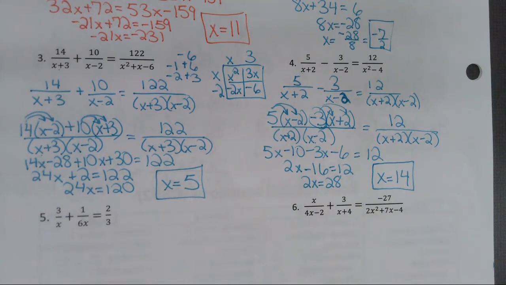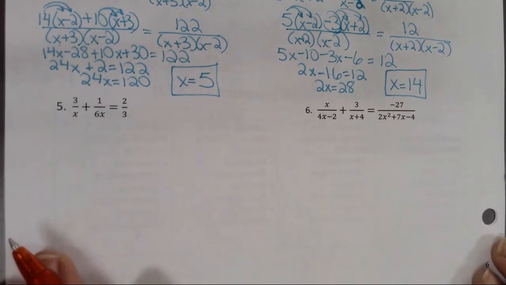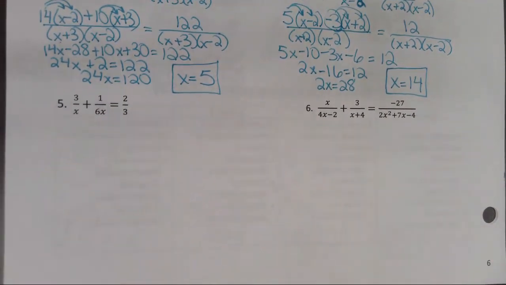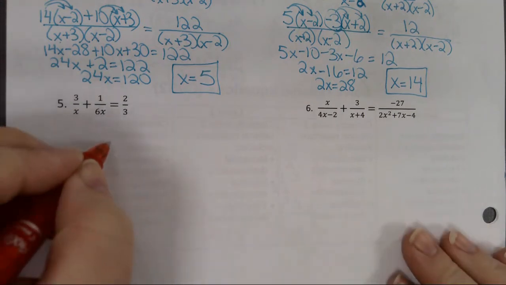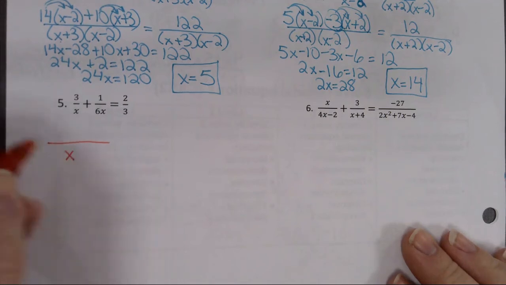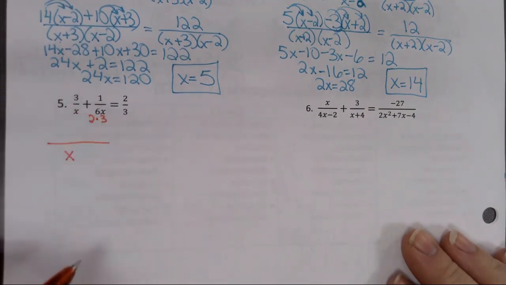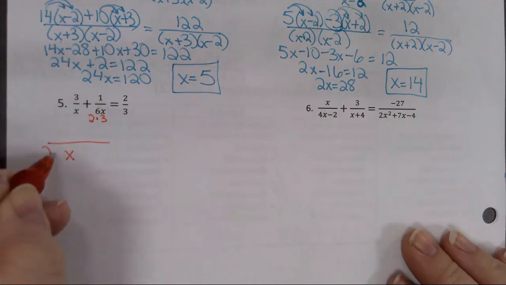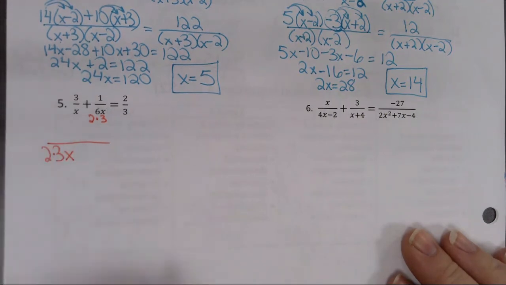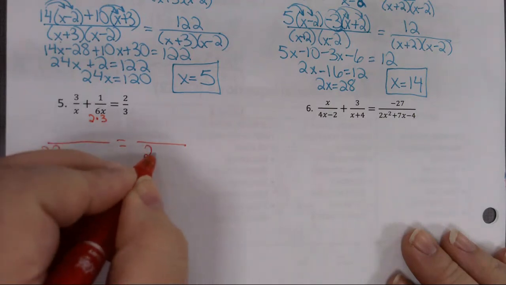Let's take a look at number 5. I'll give our eye a break here from the blue and switch back to our red. Our denominators are already all factored for us. Time to find the common denominator. So x appears at most one time, and the 6 is composed of 2 and 3. So 2 appears once, and 3 appears once.